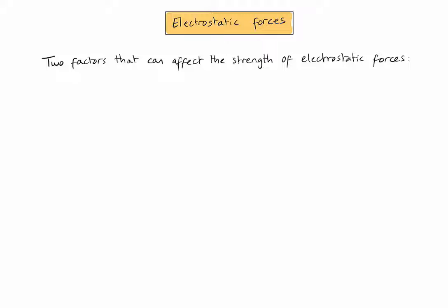The first factor that can affect the strength of an electrostatic force is the distance between particles. The closer together they are, the stronger the electrostatic force they will feel. The second factor is the magnitude of the charge on each particle, meaning whether it has 1, 2, 3, or maybe even 4 charges. And the greater the magnitude of the charge, the stronger the electrostatic forces will be felt.